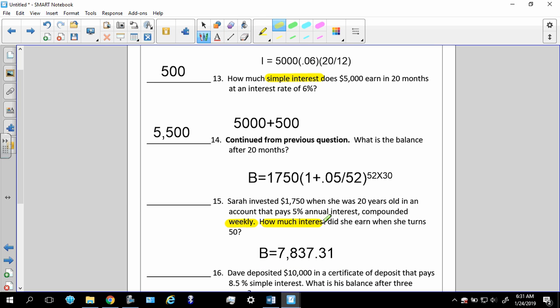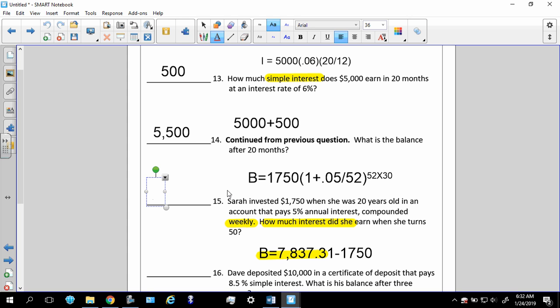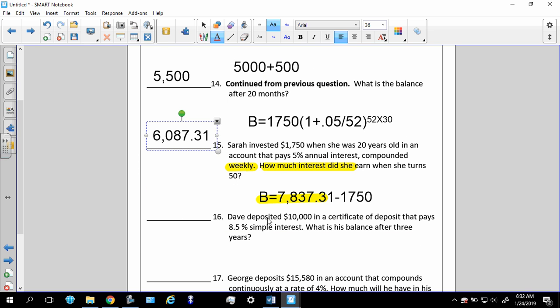Notice I didn't put in the blank because if you read the question, there's a curveball question. How much interest did she earn? All right, so the balance is 7,000, but I just want to know the interest. So that means I'm going to have to subtract the original amount of 1,750. That's why the details matter, folks. Make sure you pay attention to what the question's asking you. So the answer is $6,087.31.